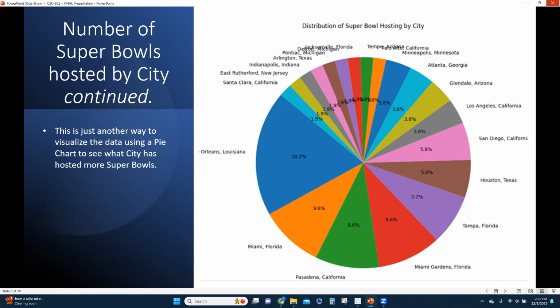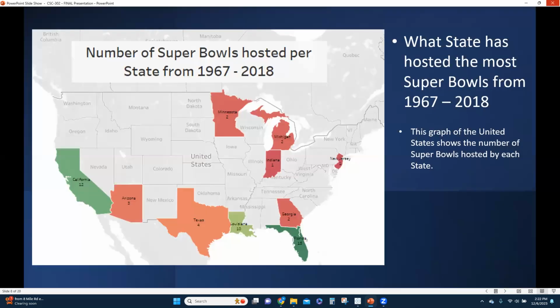But now let's take another dive in to see what state has hosted the most Super Bowls from 1967 to 2018. Now, you'd think Louisiana, but let's look at this. With 4 locations in Florida, they actually take the cake with 15 Super Bowls hosted in the state of Florida. California coming in a close second with 12. And then you see Louisiana sitting right there with 10, with that one location in New Orleans.